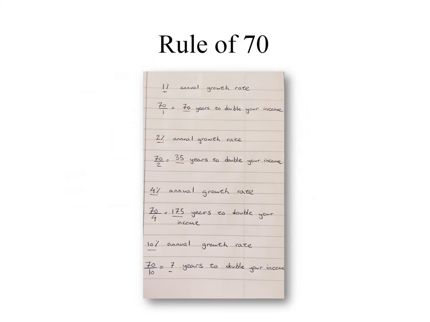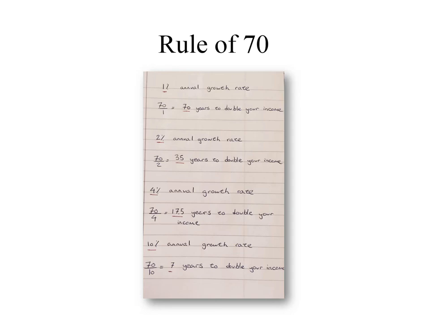This is a very useful rule. It shows you the importance of growth rate. So let's say we want to see, with the current growth rate in any economy, how long does it take for that economy to double its income level? And the rule is 70. Let me explain to you how that works.